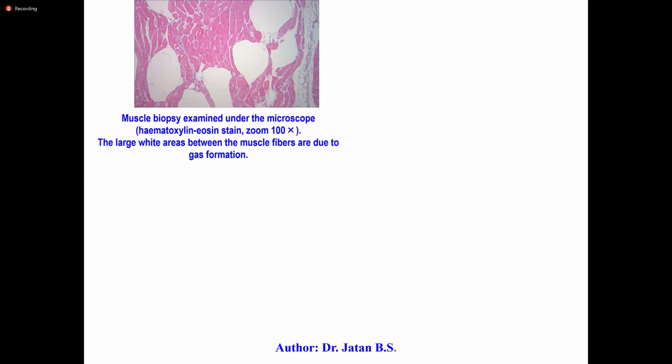So now this is the histopathology. This is a muscle biopsy taken from a patient with gas gangrene. This is a hematoxylin and eosin stained muscle slide, the muscle smear. You can see this is the normal muscle, and can you see some empty space? All these empty spaces are because of gas formation. There is gas gangrene, there is gas formation. Some of the spaces are occupied by gas. This gas formation is a typical feature of gas gangrene.